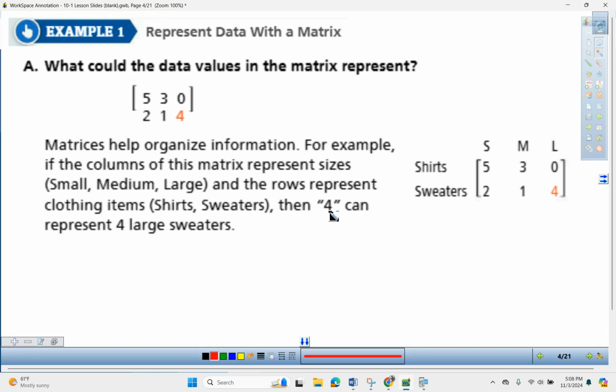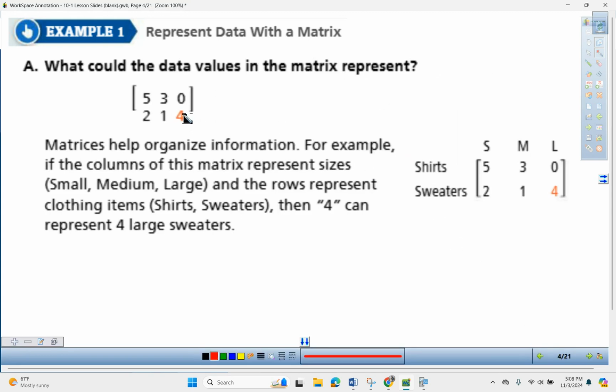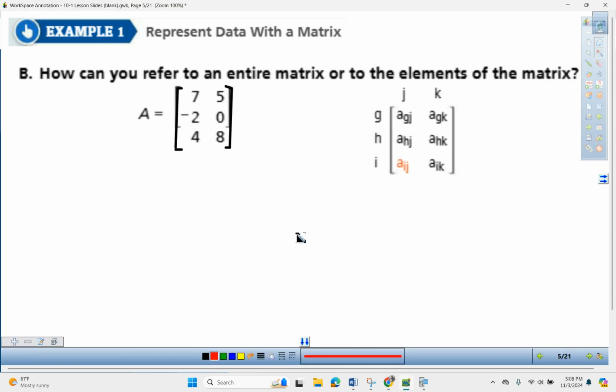So then the 4 can represent 4 large sweaters because it's where? It's in the sweater row and in the large column. So that's 4 large sweaters is what that number would represent. Okay. So continuing on that process. How would we know to communicate about that 4? Is there some kind of way that we could say, hey, we want that thing over there in that little spot? That's not really good communication, is it? So we need a better way to communicate about where that 4 might be.